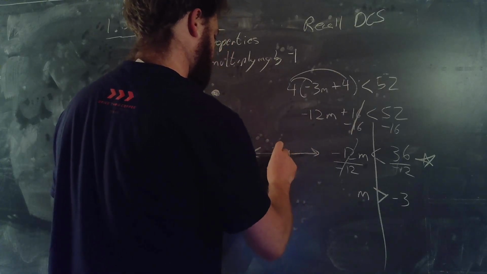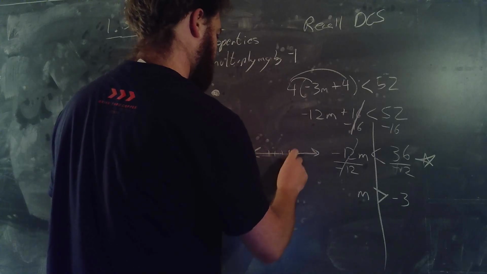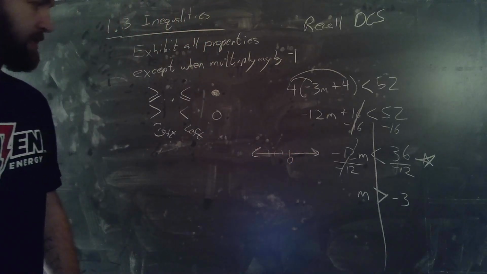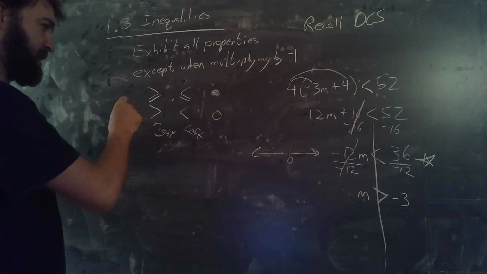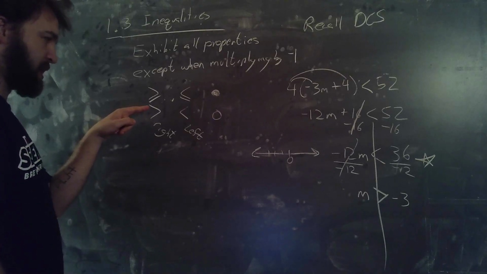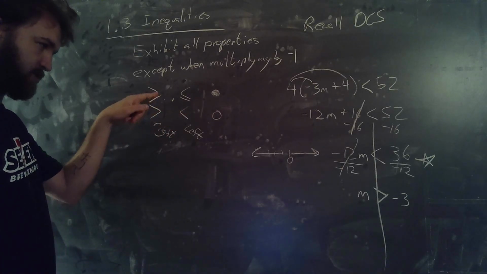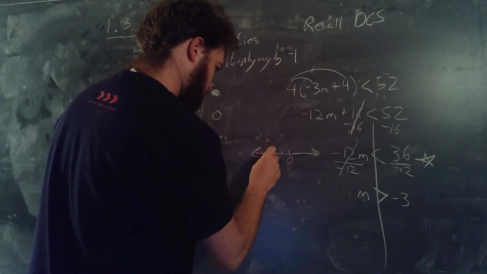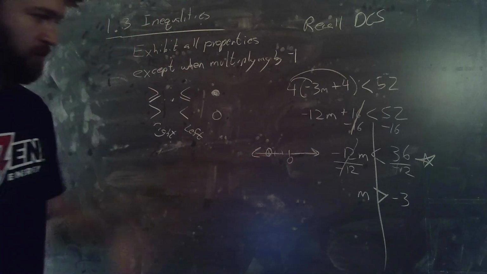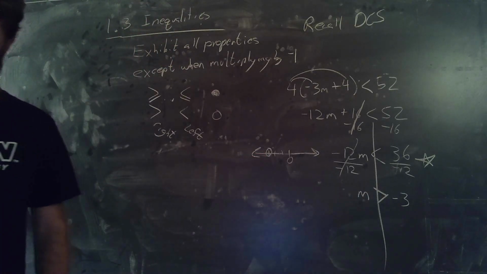Here's 0, -1, -2, -3. And notice that in this case, we have a strictly greater symbol. That's this line right here. So when we have strict symbols without the little extra underneath, I do not need to do extra work by shading that circle in. I just place the circle at -3.